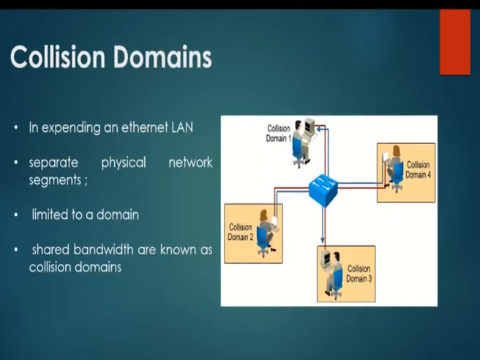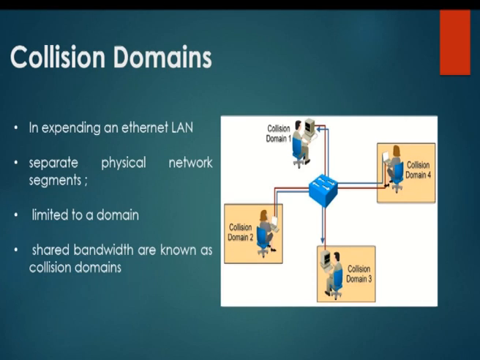What is a collision domain? In expanding an Ethernet LAN to accommodate more users with more bandwidth requirements, you can create separate physical network segments called collision domains. Collisions are then limited to a domain rather than the entire network. In traditional Ethernet segments, the network devices compete for the same bandwidth, with only one device being able to transmit data at a time. The network segments that share the same bandwidth are known as collision domains. When two or more devices within that segment try to communicate at the same time, a collision may occur.